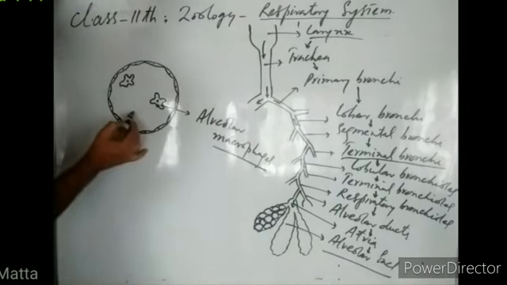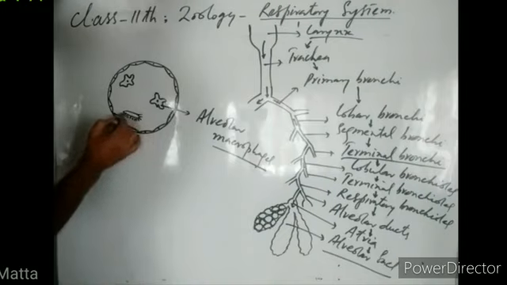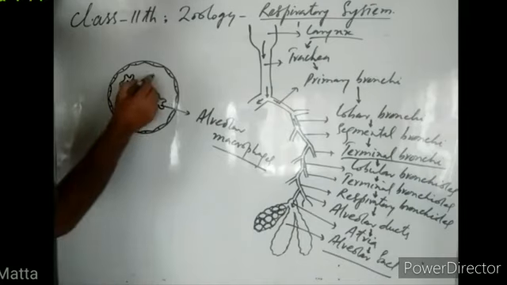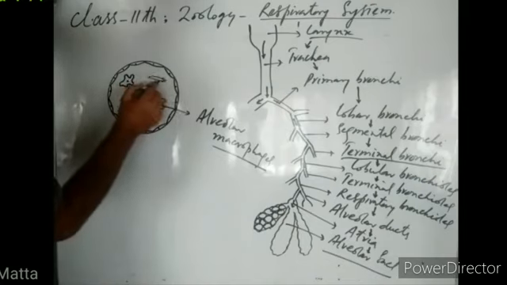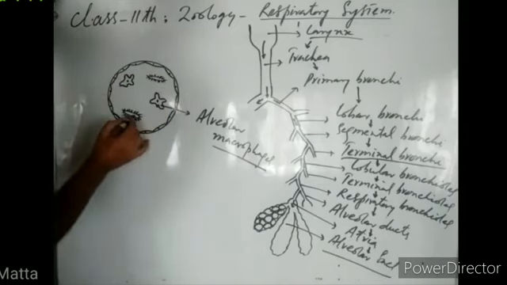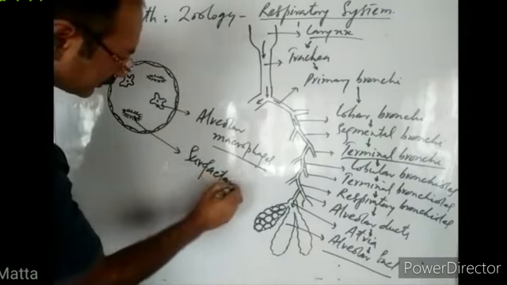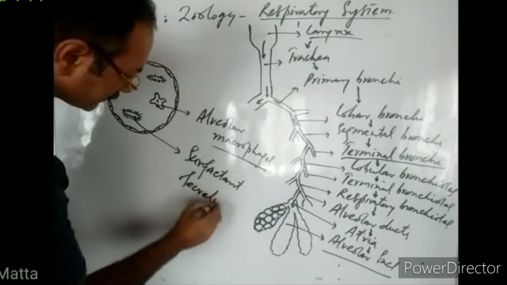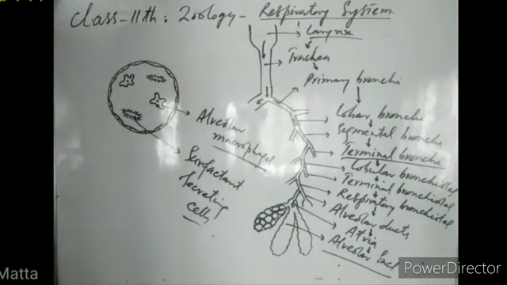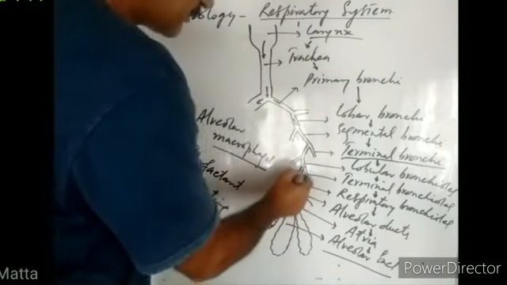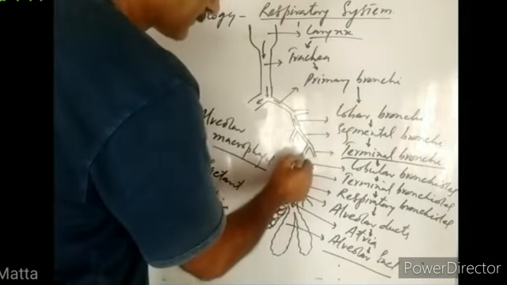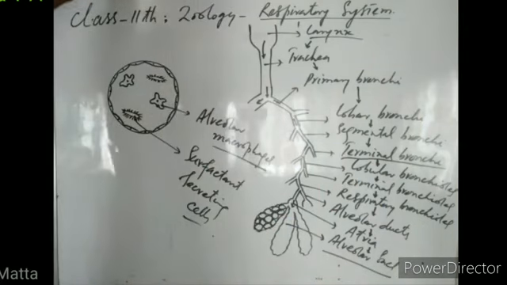And on the inner lining of this alveolus, there is another cell. These cells, which are present on the inner surface of this alveolus, are known as surfactant secreting cells. These surfactant secreting cells may also be found in the bronchioles. They secrete chemicals which reduce the surface tension on these alveolar walls.